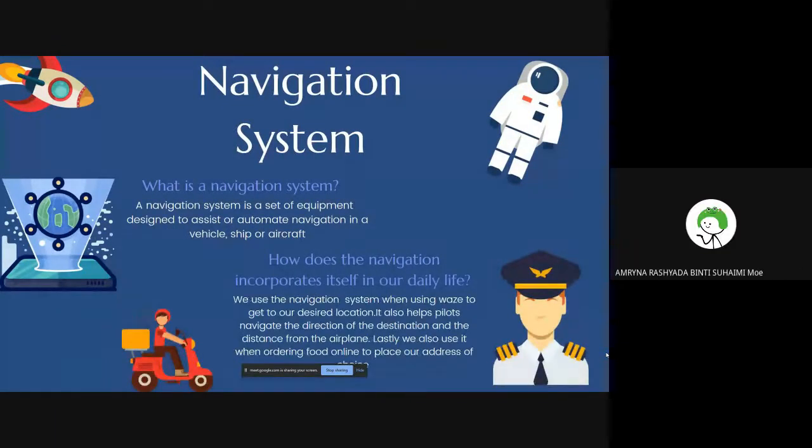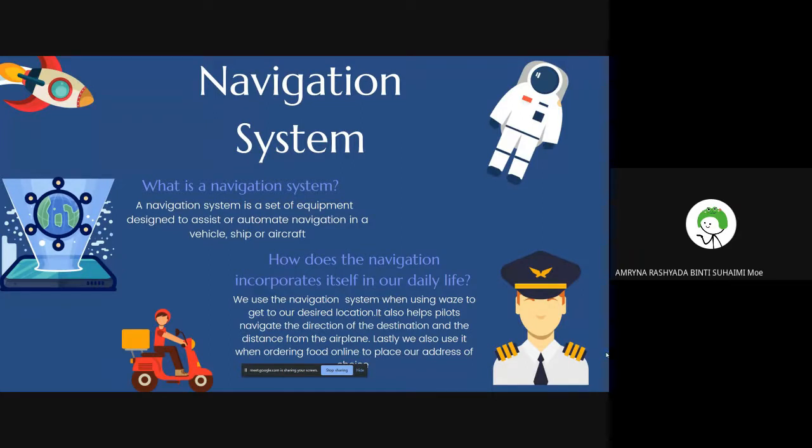Alright, so navigation system. What is a navigation system? A navigation system is a set of equipment designed to assist or automate navigation in a vehicle, ship, or aircraft. How does a navigation system incorporate itself in our daily life?